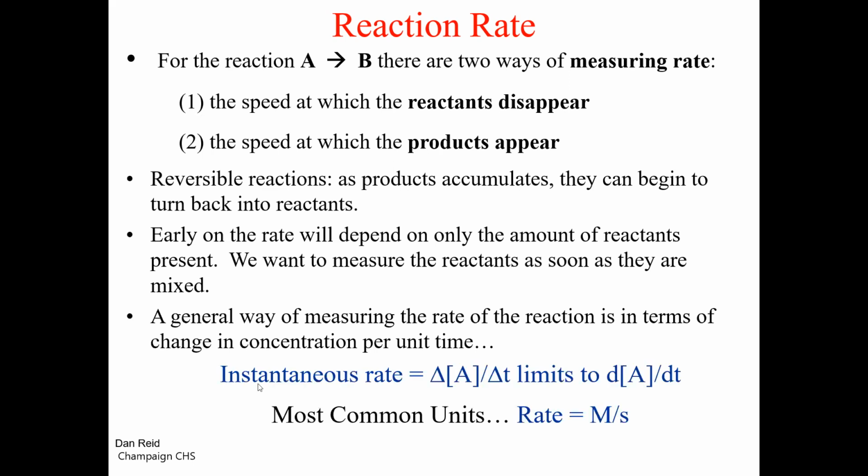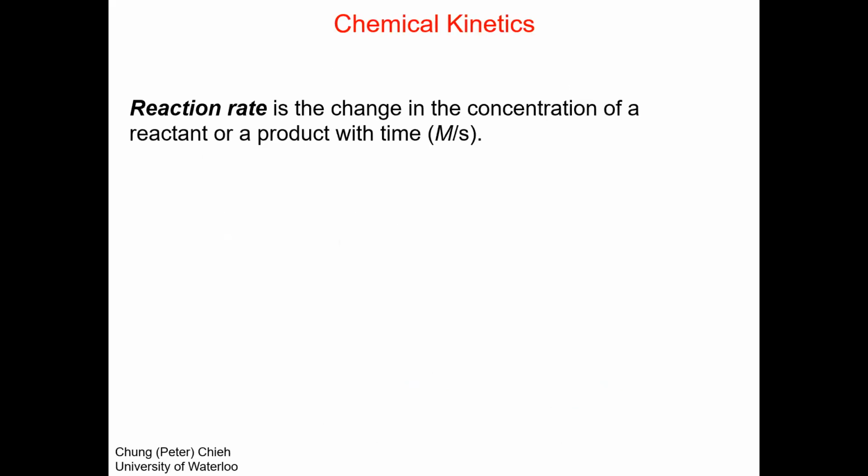So now look at it. At the instantaneous rate, the change in the concentration of A with time limits to delta A over delta t. The most common unit of rate is molar per second. Molar is the SI unit of concentration, and time is in seconds. So rate can be measured in molar per second. Reaction rate is the change in the concentration of a reactant or product with time. This one is clearly stated.